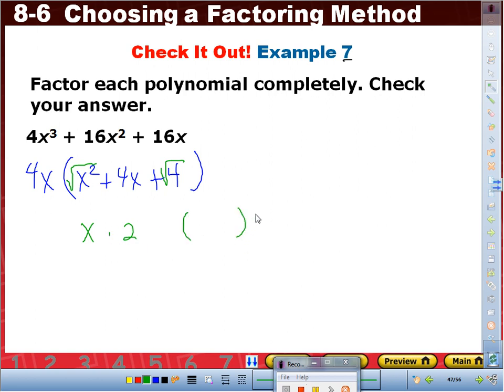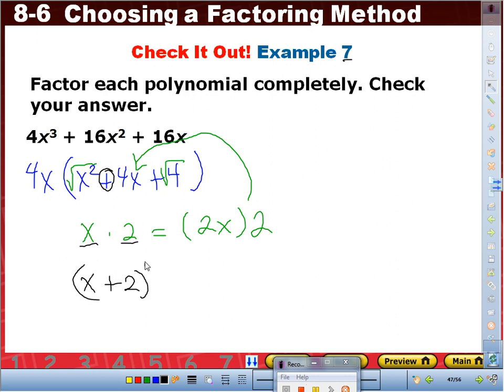Let's see. If that multiplied and times 2 gives me the middle term, then it is a perfect square trinomial. X times 2, that's 2x. 2x times 2, does that give me this? Yes, so it is a perfect square trinomial. So therefore, my factors are, check this out, x plus 2 squared, and don't forget the GCF, 4x, and we're done. Piece of cake.